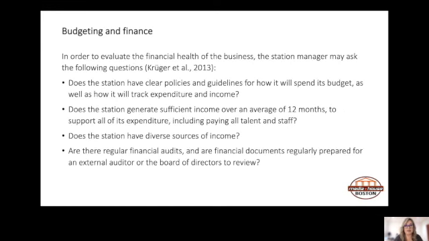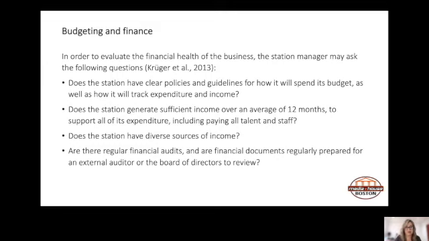In order to evaluate the financial health of a business, the station manager may ask the following questions. Does the station have clear policies and guidelines for how to spend its budget, as well as how it will track expenditure and income? Does the station generate sufficient income over the average of 12 months to support all of its expenditure, including paying all talent and staff? Does the station have diverse sources of income?